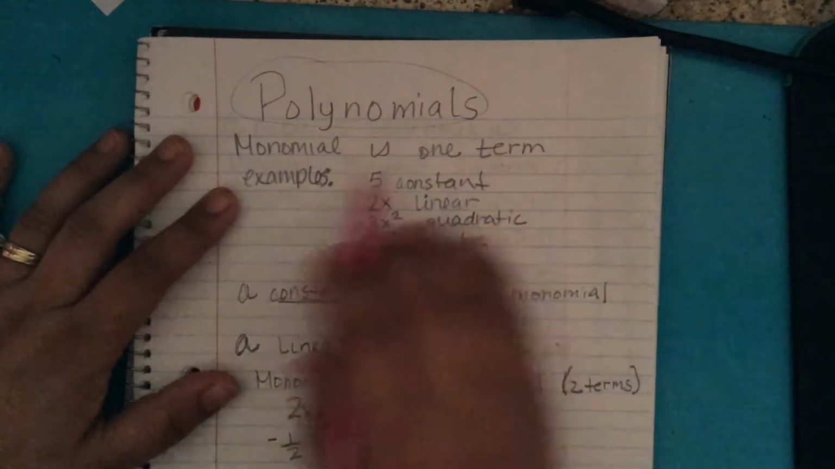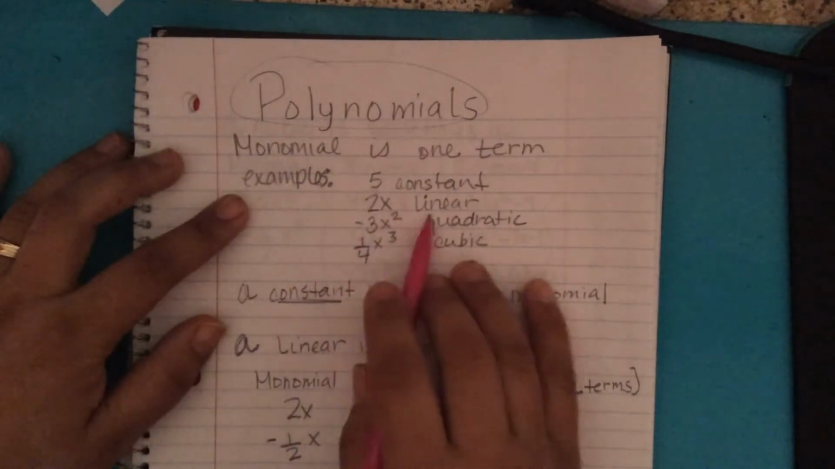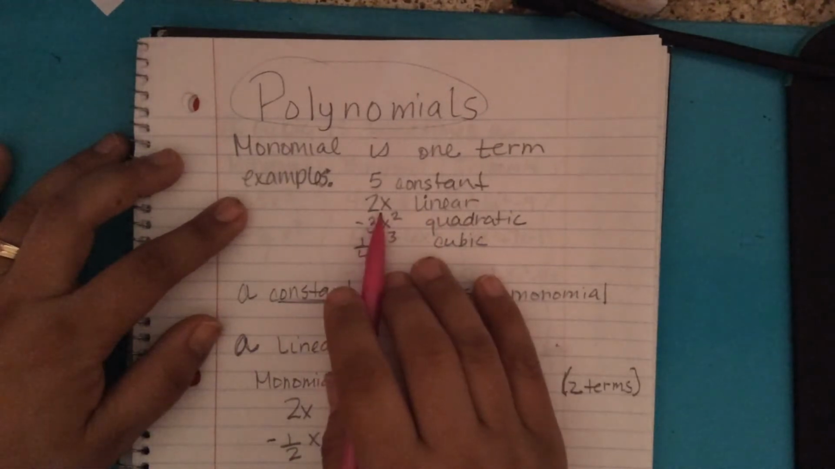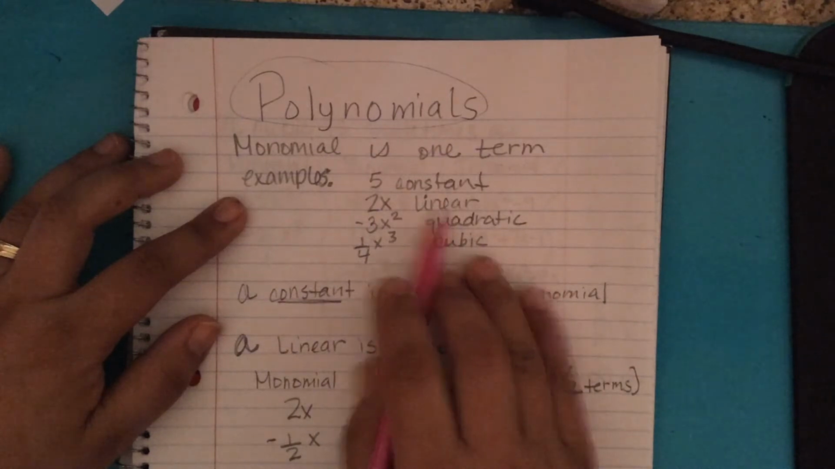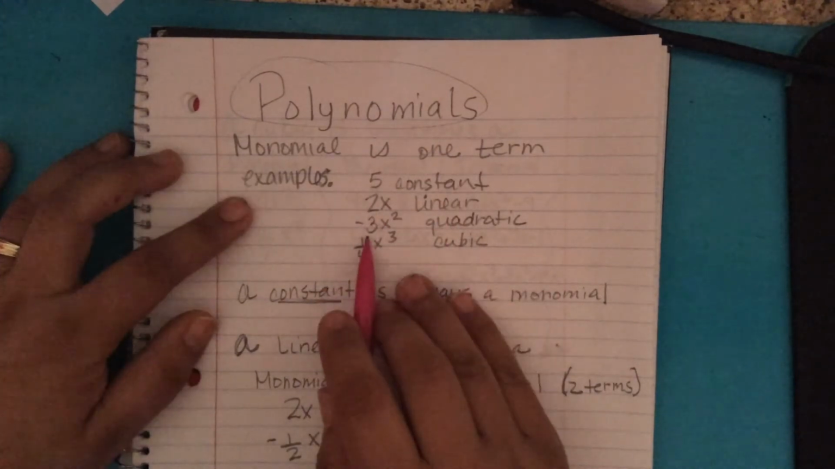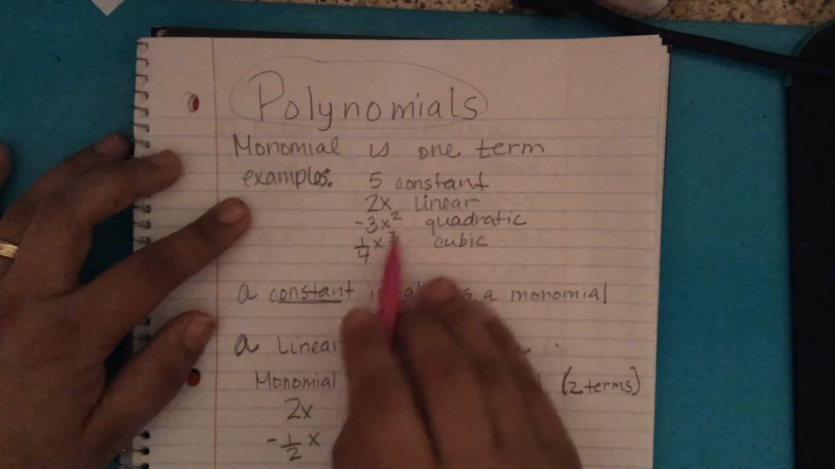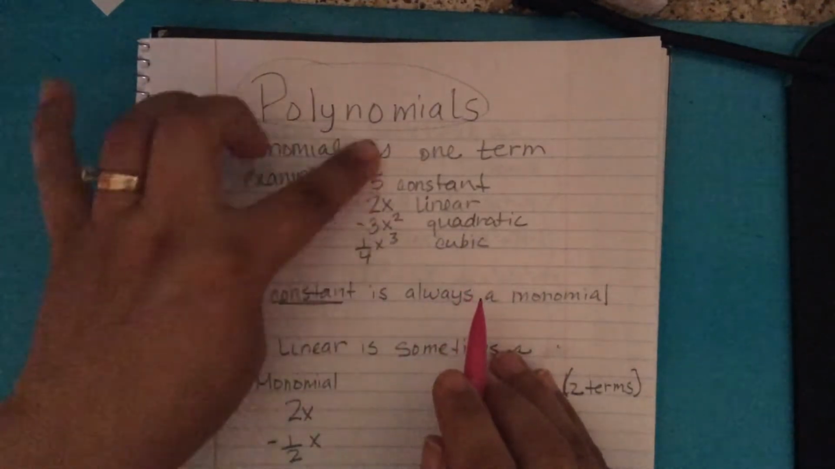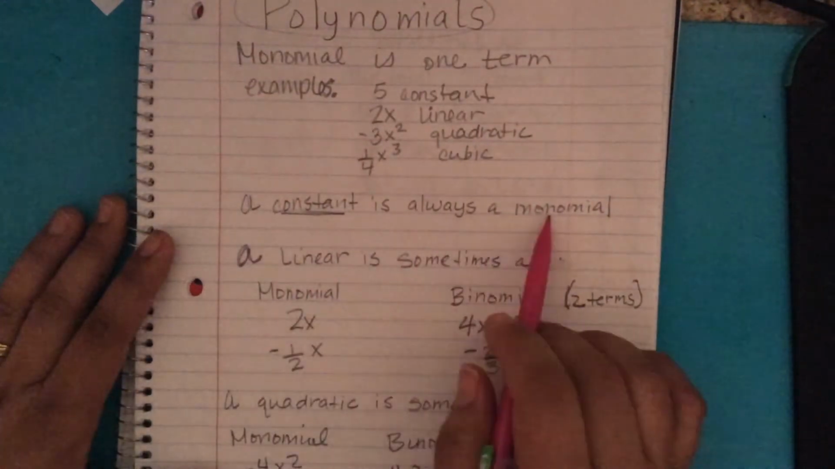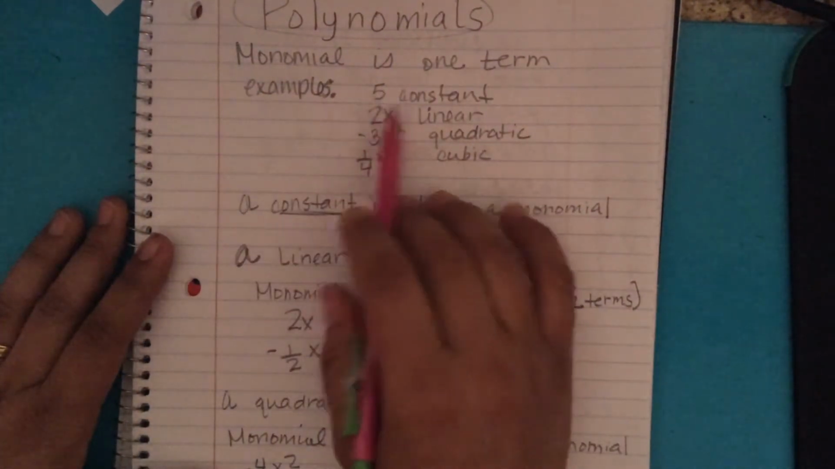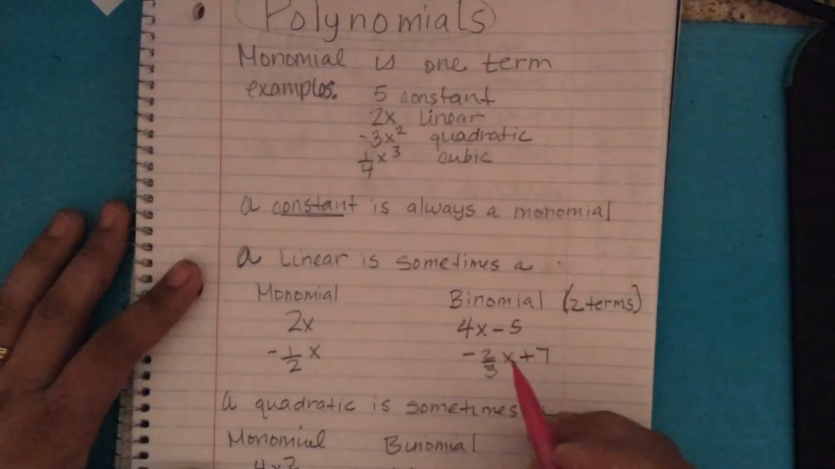Monomial is one term. So examples, you can have a constant, that's one term, that's called a monomial. Linear, you can just have the 2x. So that's a linear polynomial, and it's only a monomial here. So negative 3x squared is a quadratic, and if you have 1/4 x cubed, that's a cubic. All of these are monomials because they only have one term. A constant is always a monomial. You cannot be adding and subtracting other things with variables. So a constant is just the number without the variable.